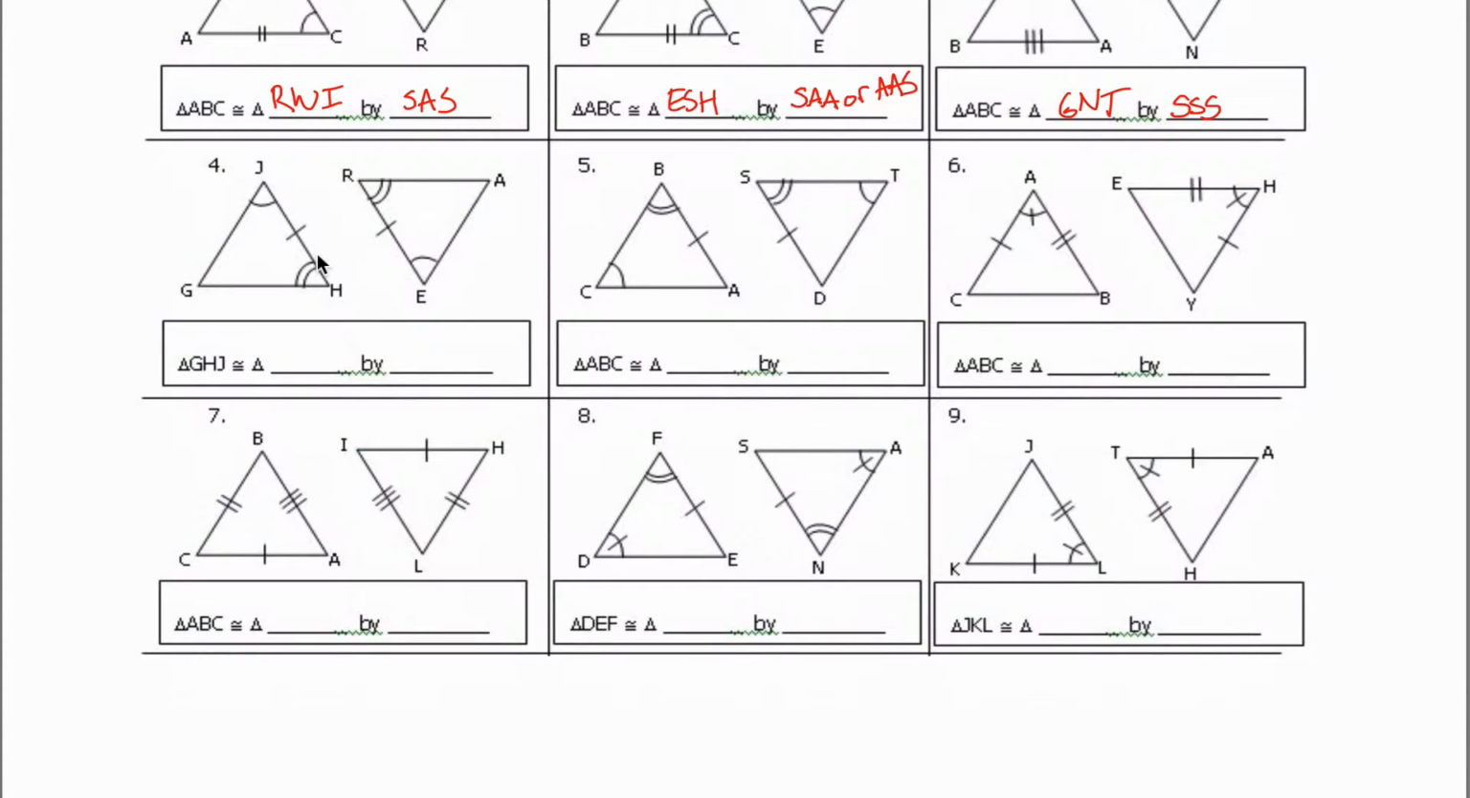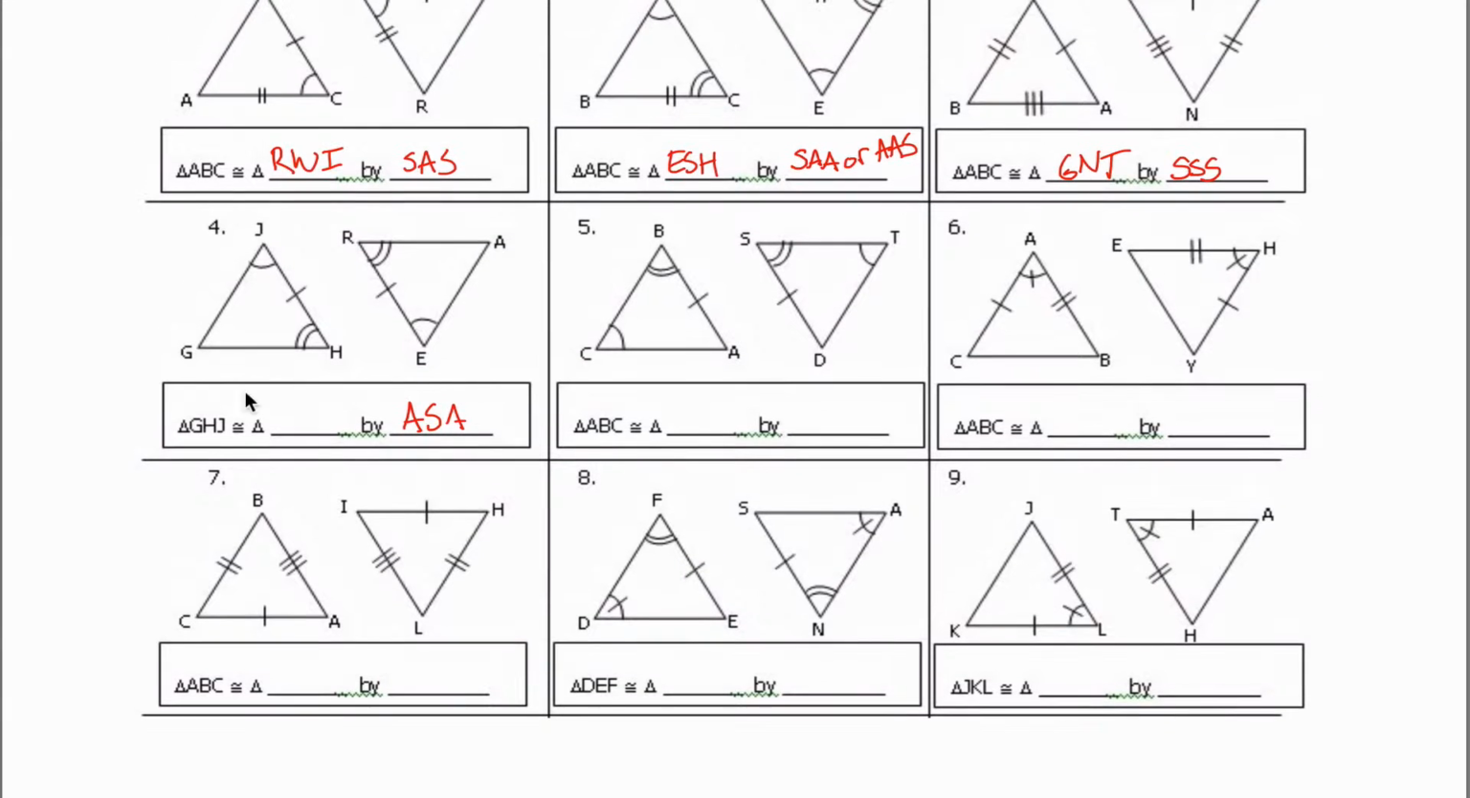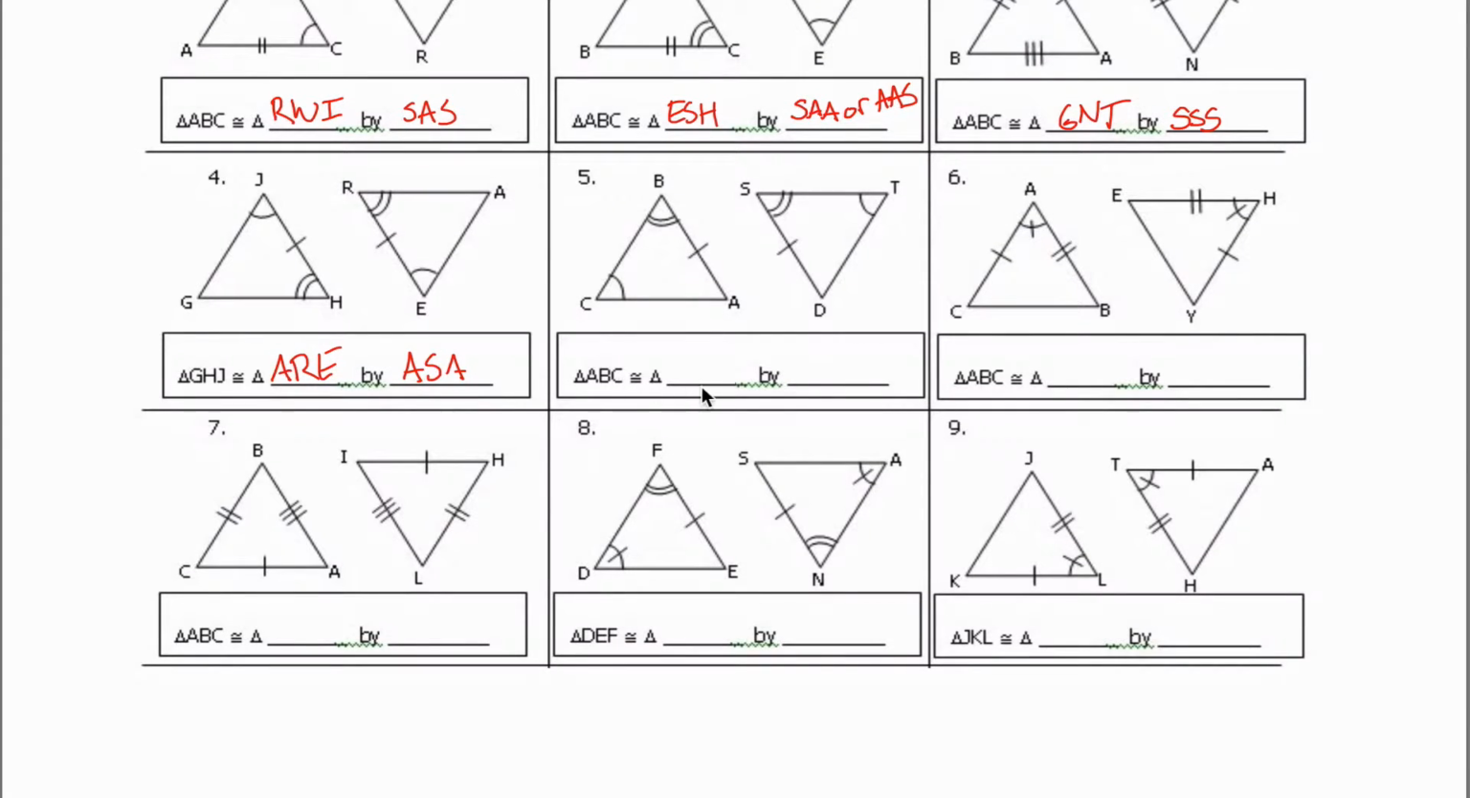Okay, next row here, I got two angles and a side, and this time the side is between the two angles. So I got angle, side, angle. And GHJ apparently is what I'm going to be doing in this problem. Weird. Anyways, G is the angle that's not labeled, so it's A. And H is the one labeled with 2, so it's R. And that leaves E.